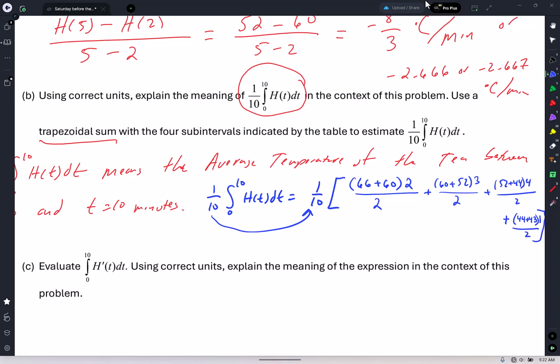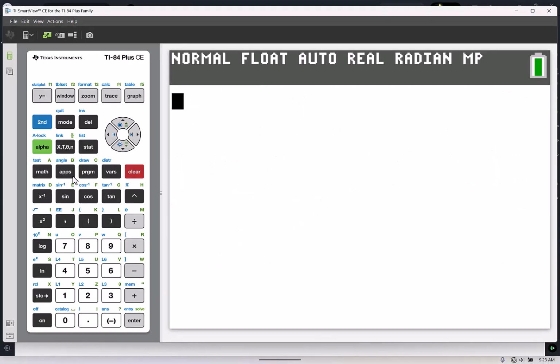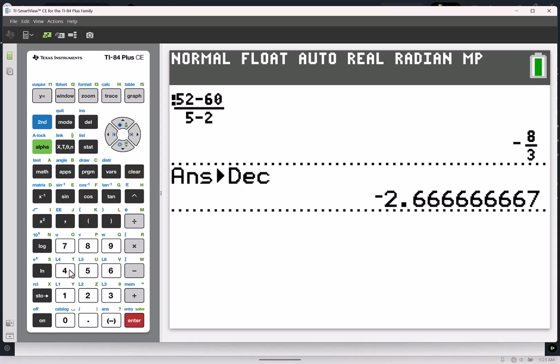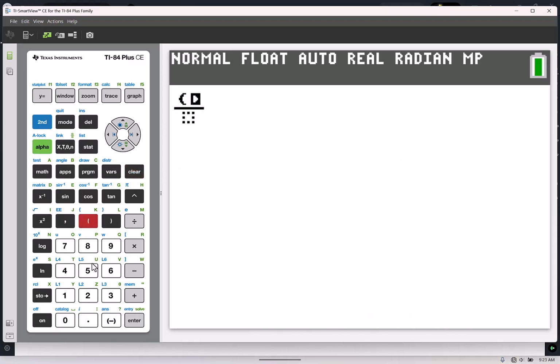All right, there it is. I'm going to go 1/10, put a bracket, and put what that number is. Did you guys already figure it out? All right, I'll do it here. Hook me up with the numbers, Luis. What do I have? 66 plus what? 60 times what? 2 divided by 2. I guess the 2's cancel out there, so I didn't have to do that, but that's fine.